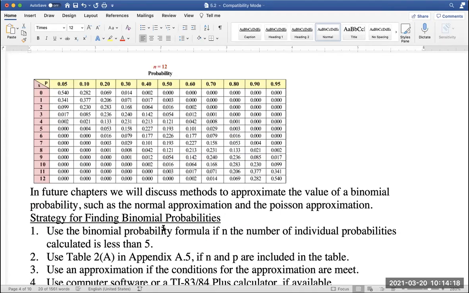There are additional techniques that we will discuss in the next chapter, which can be used to approximate values of some of these discrete probability distributions, such as the binomial distribution.